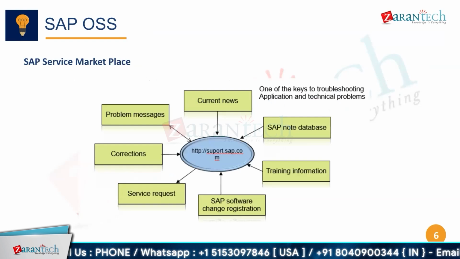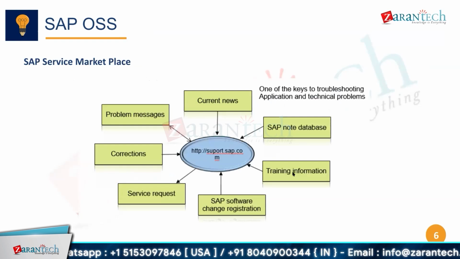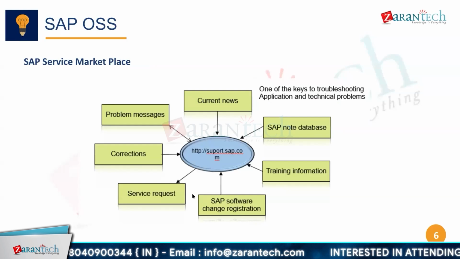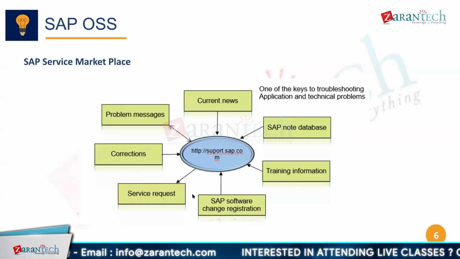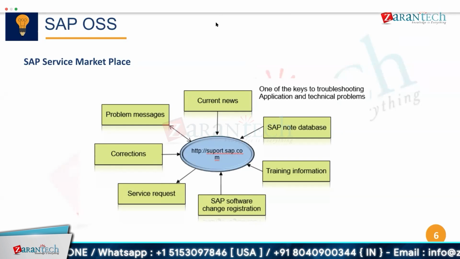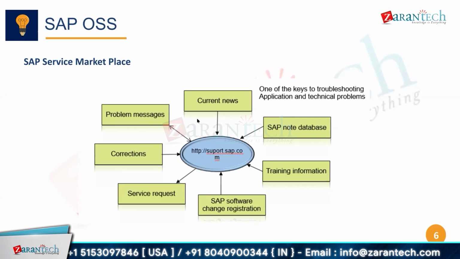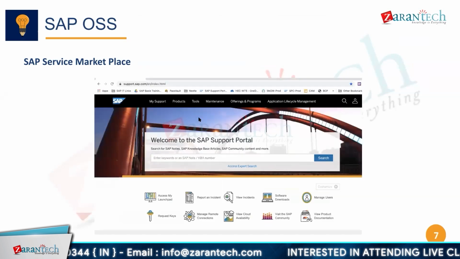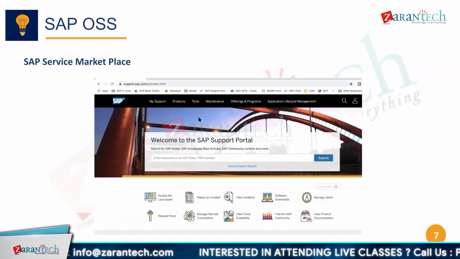So SAP Service Marketplace. What all things can you get? Training information. SAP software you can download. Suppose you want to do patching: the latest installation documents and the installation files, the patches and software files you can download from there. And then you can see the problem messages. I mean, if there were any existing or recurring issues that SAP documented, you can see them from the service marketplace. But the most important thing here is these things.